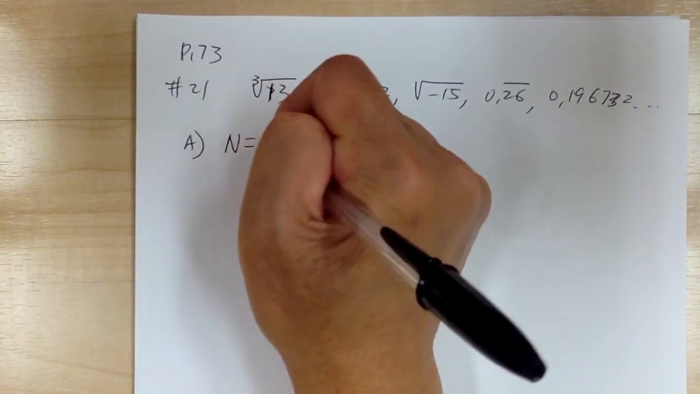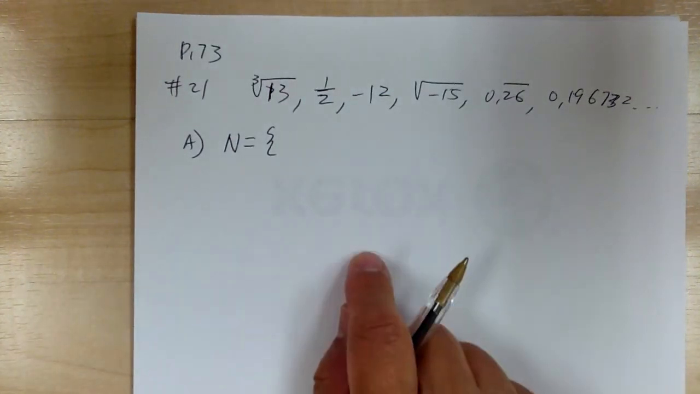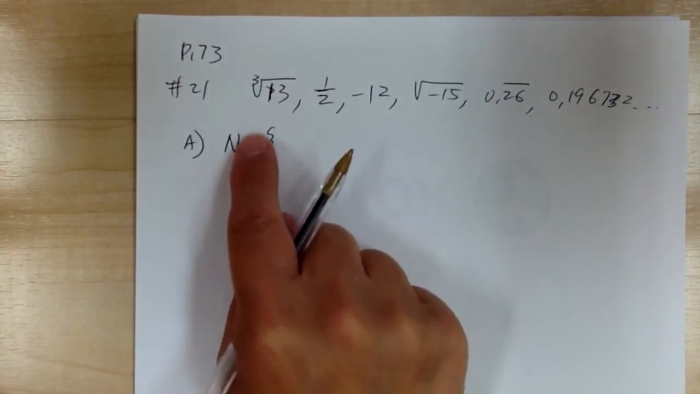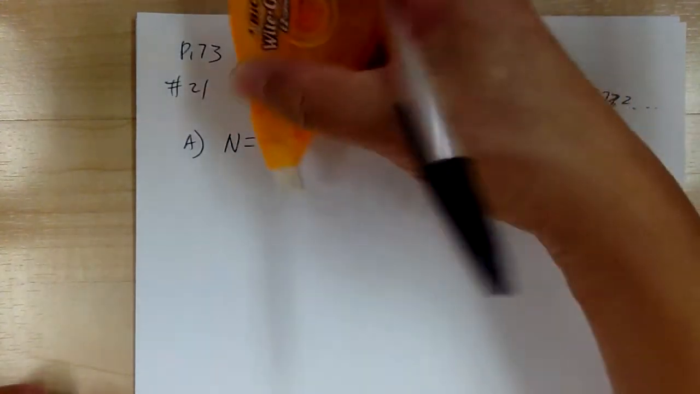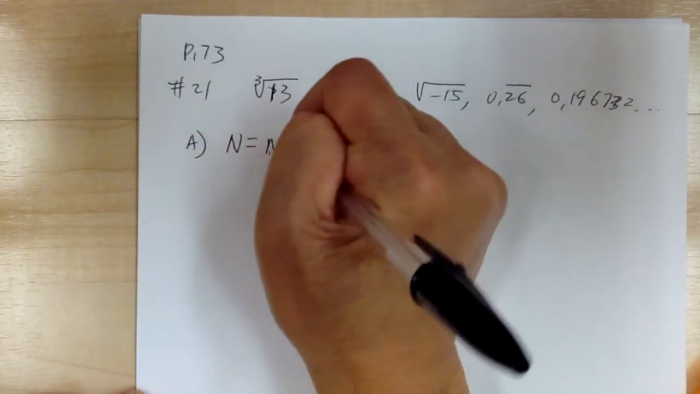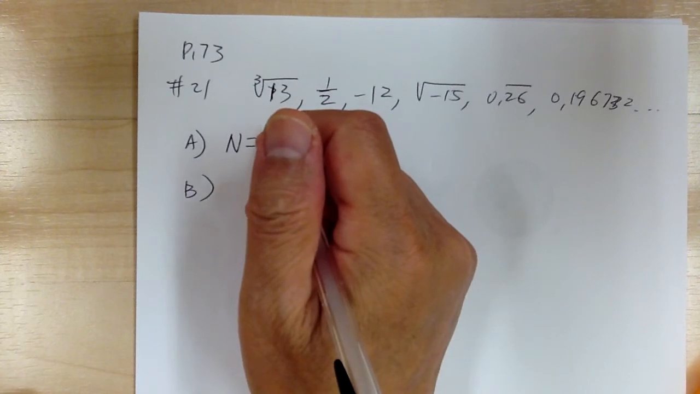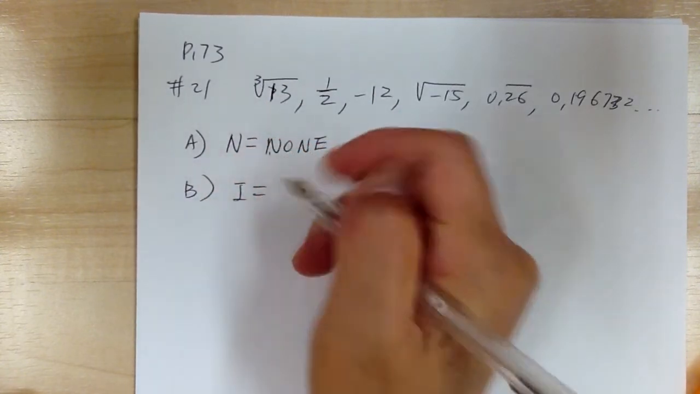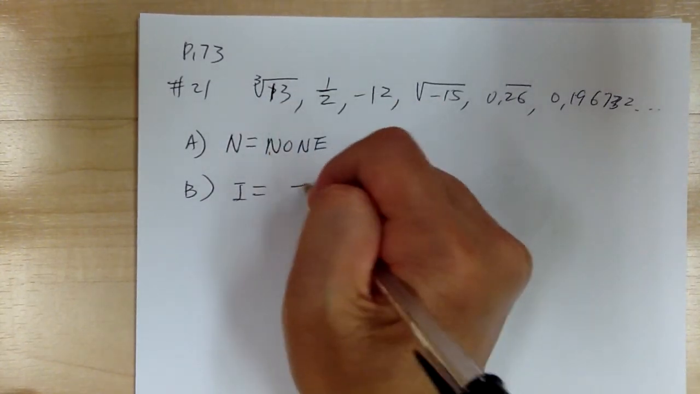So A, you're looking for natural numbers. Natural numbers are the counting numbers: 1, 2, 3, 4, 5, and so on. In this case, there are none of them. Then you go to B, integers. Integers are nice whole numbers like this, so it would be -12.